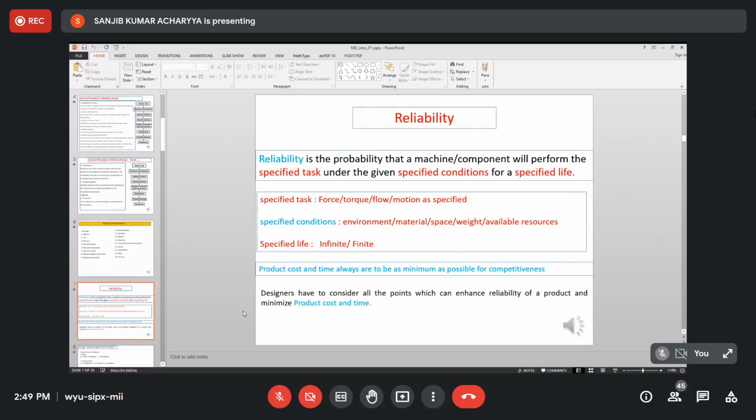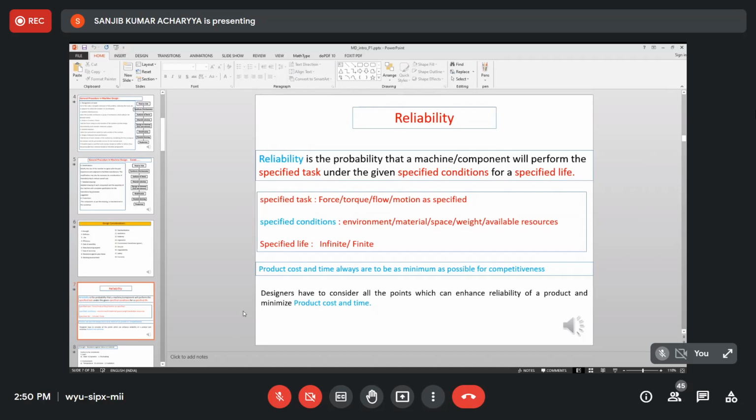And of course, the environment or the condition under which the product is to be operated is also specified. And the life of the product is also to be specified. Specified life may be infinite, still it is specified, whether it is finite or infinite. If finite, what is the quantitative value of that finite? And reliability is the measure, measured by probability theory, that the machine will ensure the specified task under specified condition for specified life.